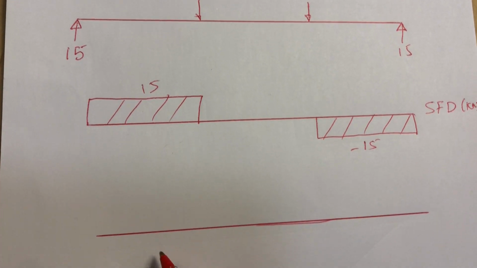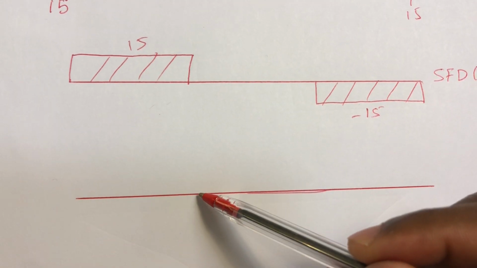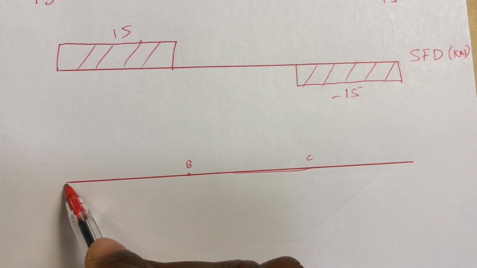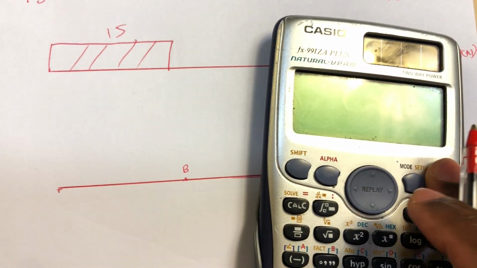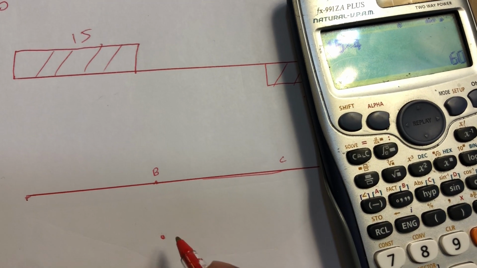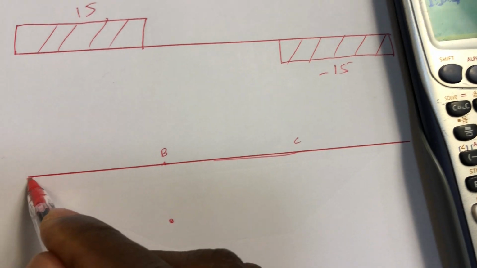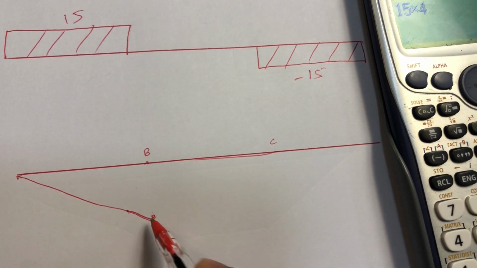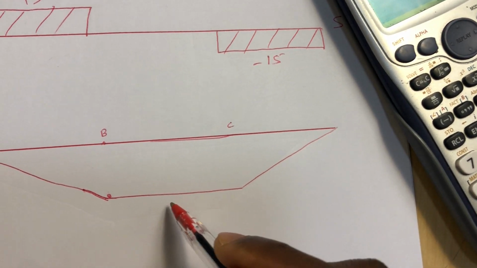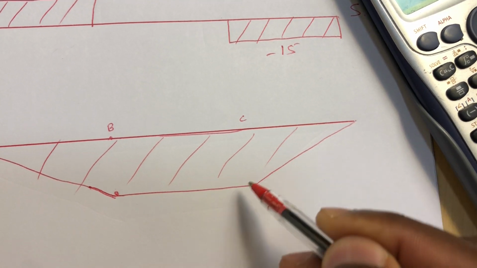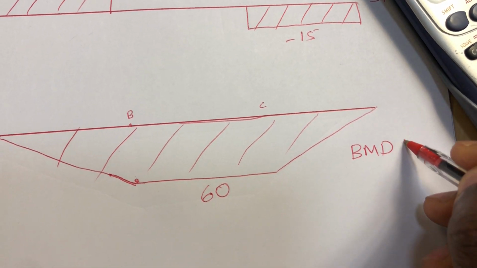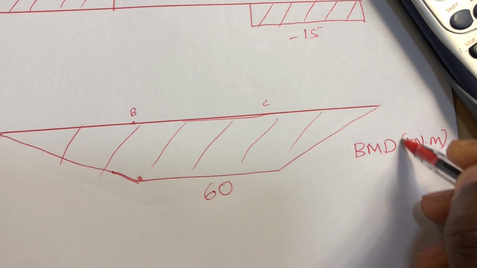So now you draw your bending moment diagram. I'm going to stand at point B and look at everything on my left. What I have on my left is the 15 times the distance of 4, which will give me 60. So that's my value of 60. Again, this is symmetrically loaded. Use a ruler to draw this, and then it will close there. So this is the bending moment diagram in kilonewton meter.